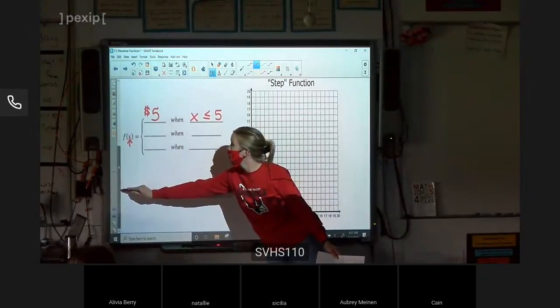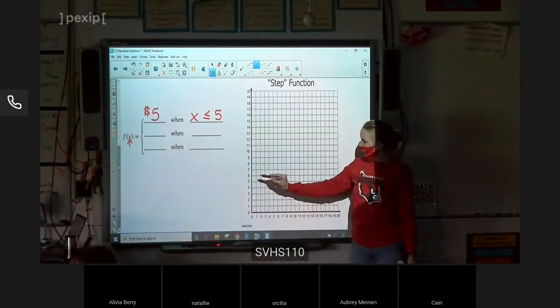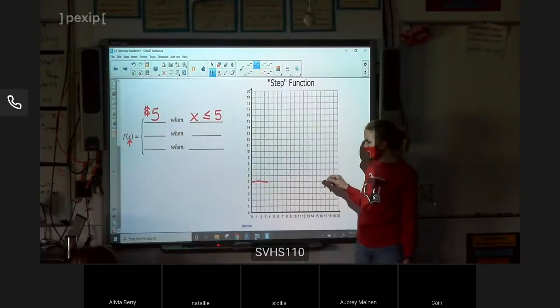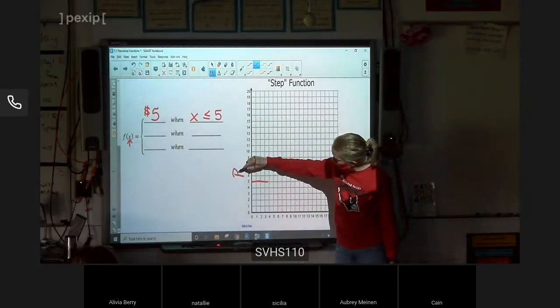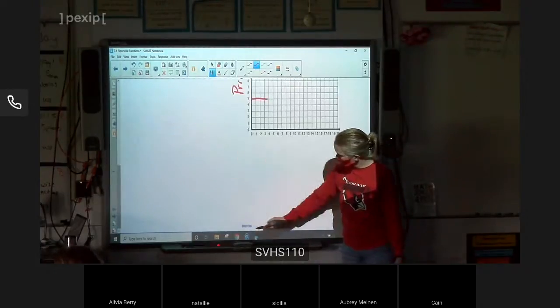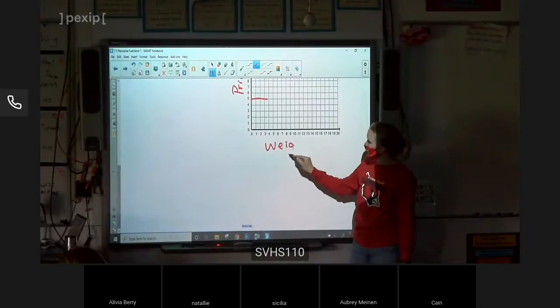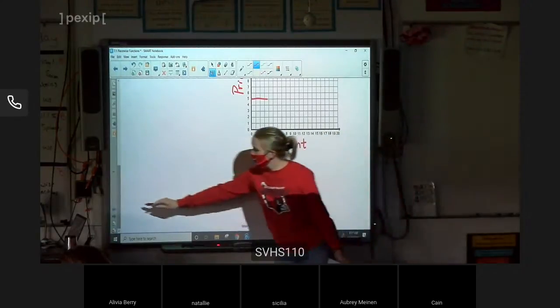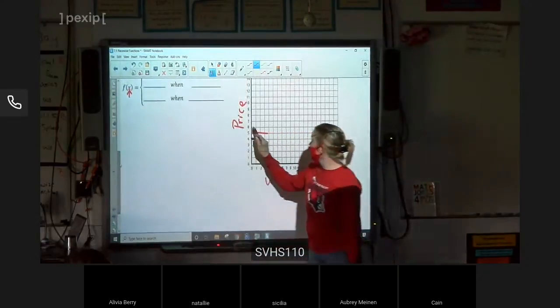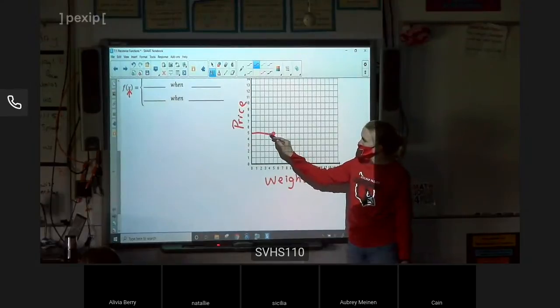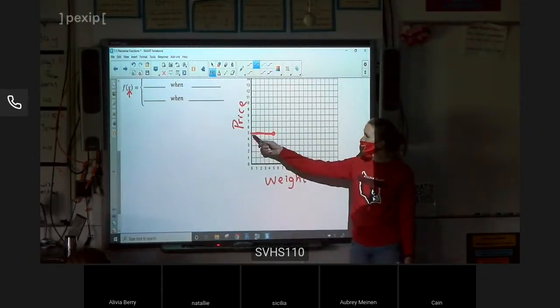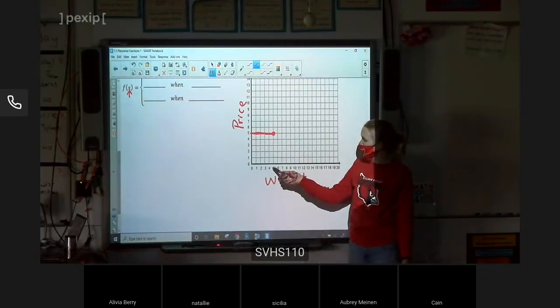Basically we're saying on this graph, you're going to pay something like $5. But do I pay $5 the entire time? No. If I'm thinking about this being a graph, this is the price, this is the cost, and this would be the weight. So how long will the price stay at $5? Until it hits 5. So I'm going to put a circle there as my stopping point. I know that it's going to cost me $5 until I hit 5 pounds.